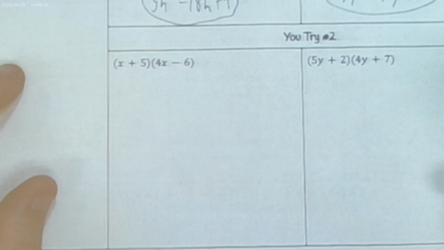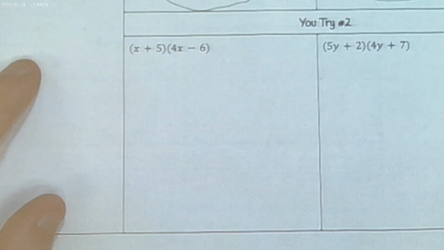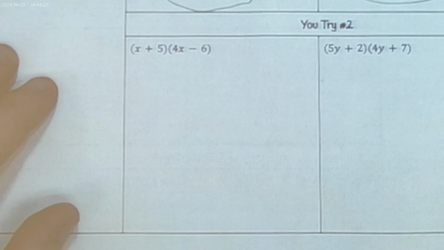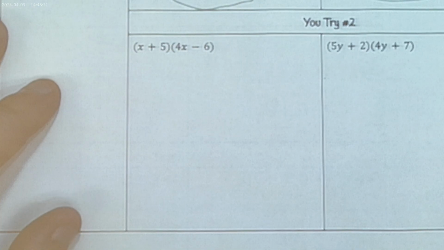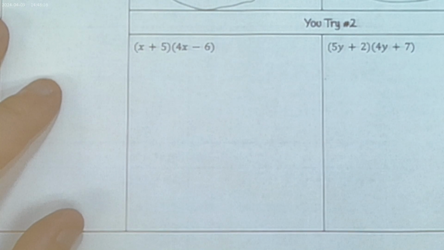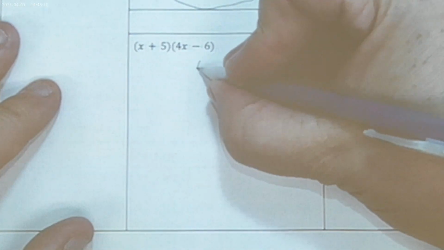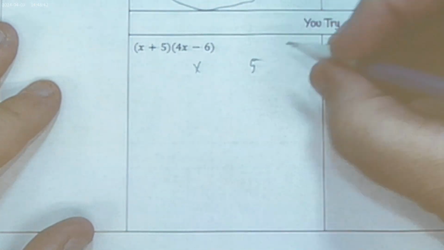So with this last one, we can try using whatever method we want to. I need to use the box method. This is the box method section. I used FOIL in the FOIL method section. I've got to use the box method in the box method section. So all right, I've got x, 5, 4x, and then minus 6.